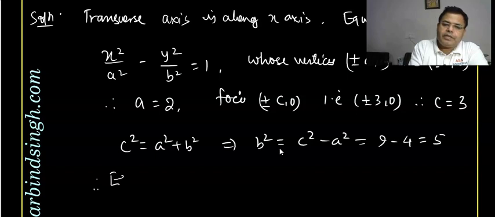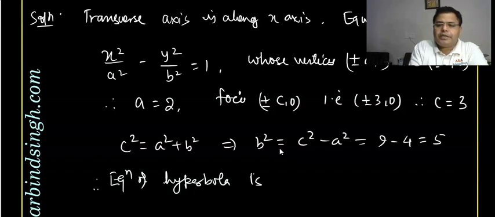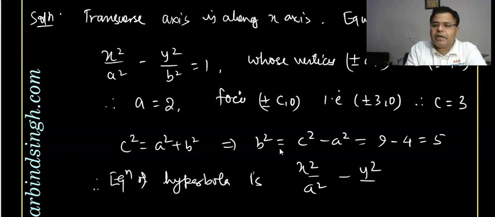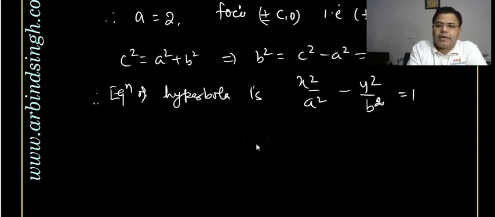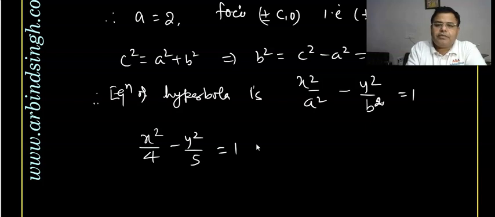And therefore the equation of hyperbola, x square by a square minus y square by b square is equal to 1, is x square by 4 minus y square by 5 is equal to 1. This is the equation of the hyperbola. I hope you got it. Now the next question, question number 8.